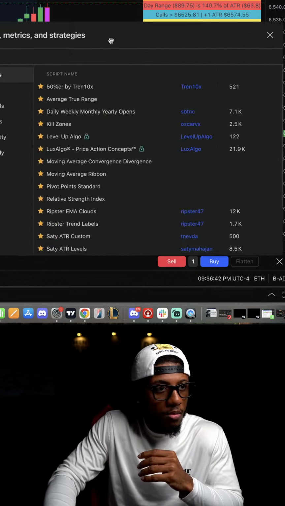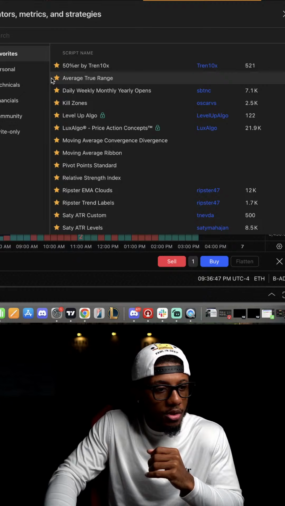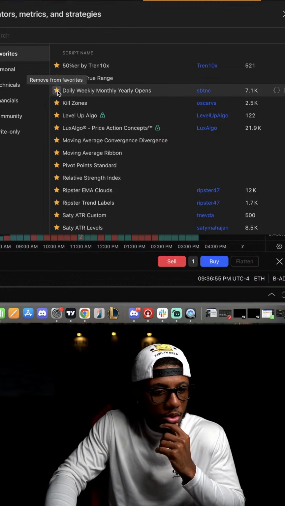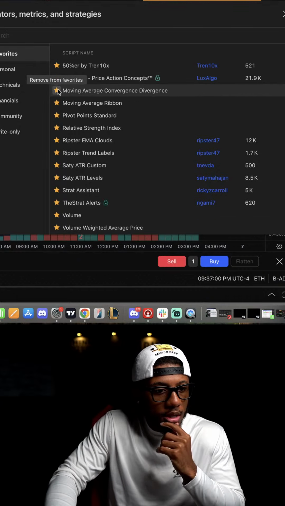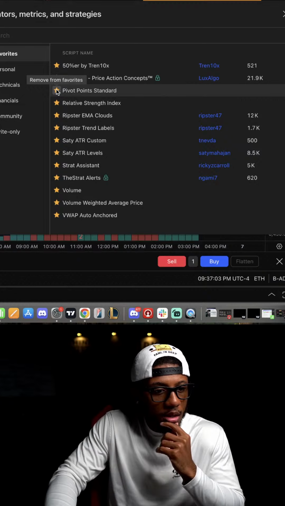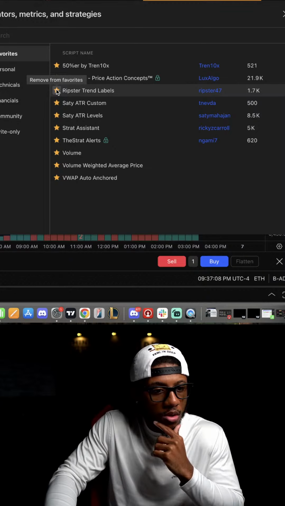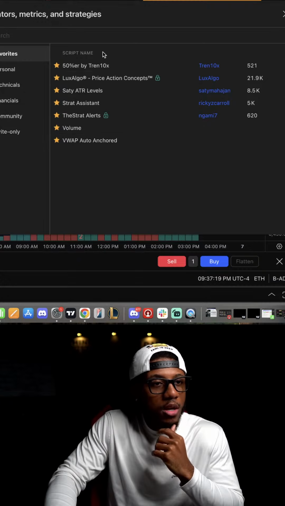50%er. Right here. 50%er. So if you guys want to just screenshot this, the indicators that I personally use is the 50%er. So let me just delete these. I don't use daily, weekly, kill zones. I don't use this level up algo. Lux algo, I use this. I don't use MACD. I don't use pivot points. I don't use RSI. I don't use Ripster clouds. Trend labels, I don't use those. Sadie ATR custom, I don't use that one. I use levels. Strat alerts, volume weighted average price. Take that.